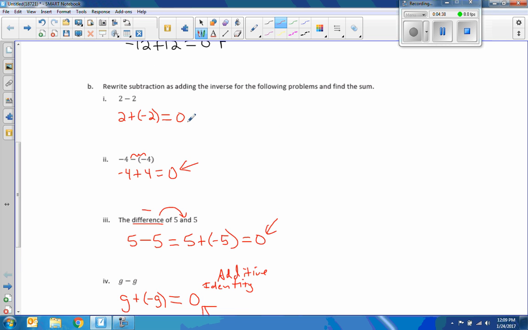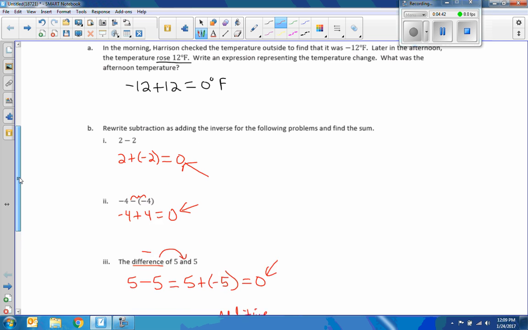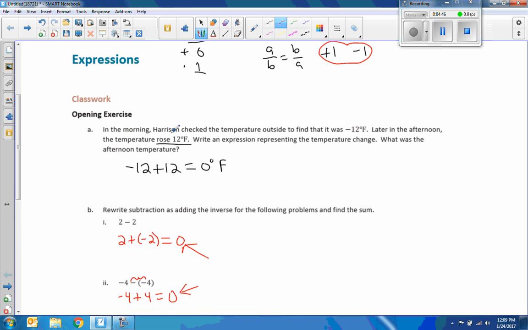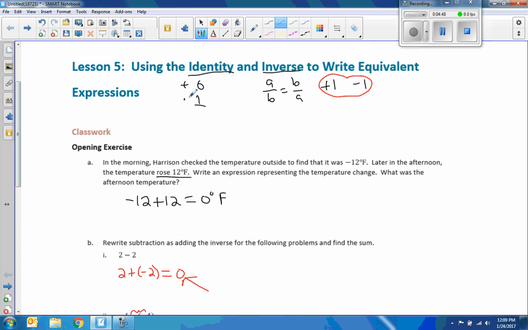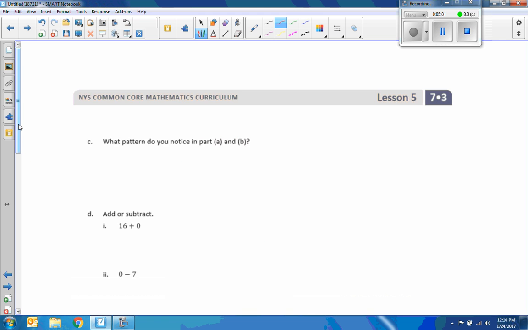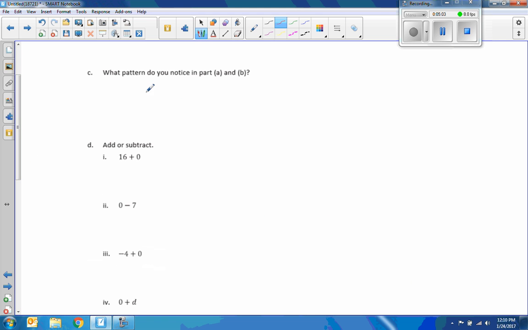Move up here. Look what we got. 0. That's our additive identity. So up here it was saying, a little bit higher, writing equivalent expressions using the additive inverse gives us the identity. Okay. Our part C. What pattern do you notice in parts A and part B?